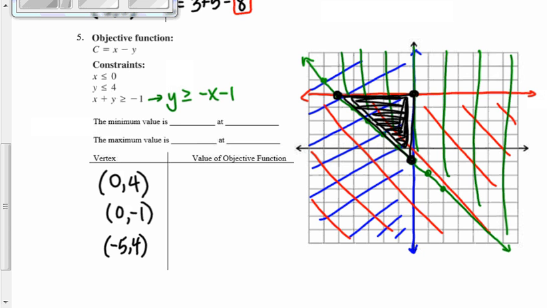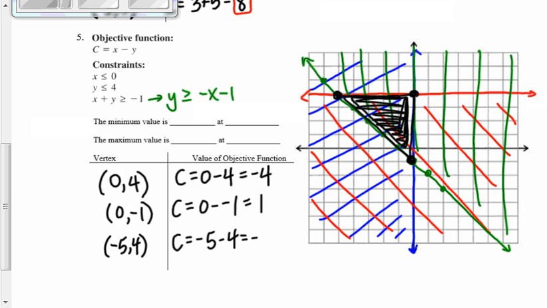So I'm going to test those three vertices in the objective function. So the objective function is x minus y, so 0 minus 4 is negative 4. 0 minus a negative 1 is like plus 1, so that equals positive 1. And then this last one, I would have negative 5 minus 4, which is negative 9. And that's also going to be our minimum value. So the smallest value is negative 9, and that occurred at the vertex of negative 5, 4.